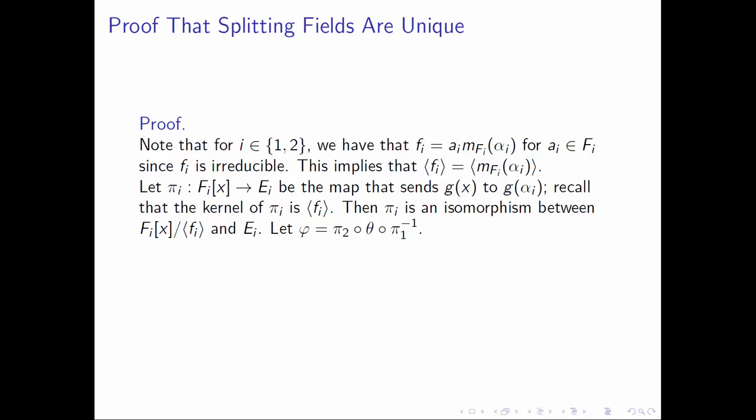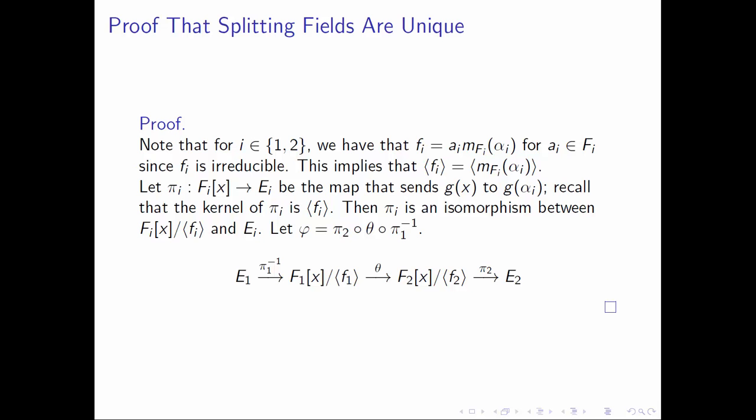It's going to help us understand where we got this definition of phi, and also convince us that it's mapping from the right place to the right place. So pi 1, for instance, takes F1 adjoined x modulo the ideal generated by f1, and it maps it isomorphically to E1. So we want to go backwards. We want to go from E1 to that factor ring. So that's the map pi 1 inverse. It goes from E1 to F1 adjoined x modulo the ideal generated by f1.